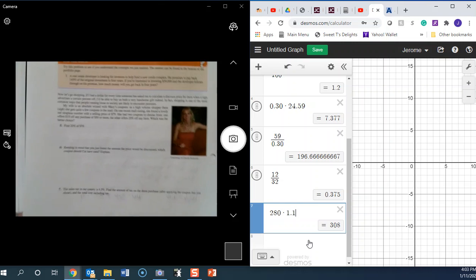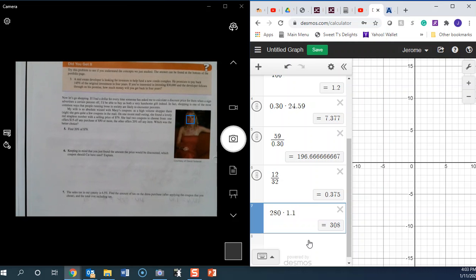So I got that a little out of the area. Okay. It says, now let's go shopping. If I had $1 for every time someone has asked me to calculate a discount price for them when the sign advertises a certain percent off, I'd be able to buy us both a very handsome gift indeed.